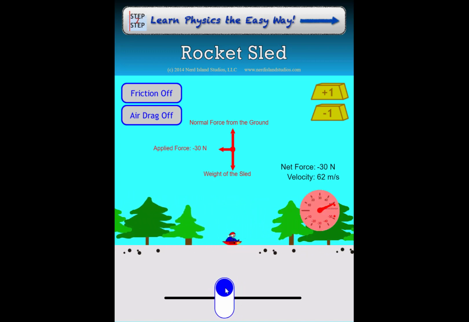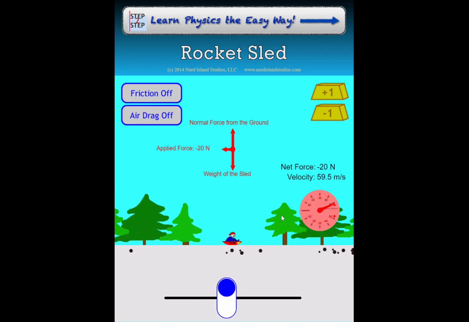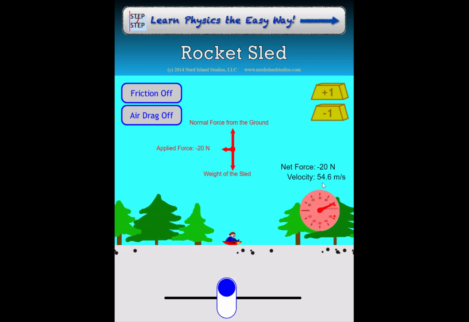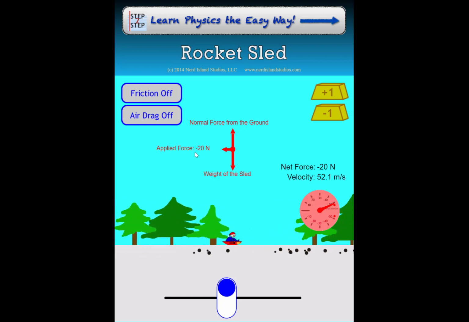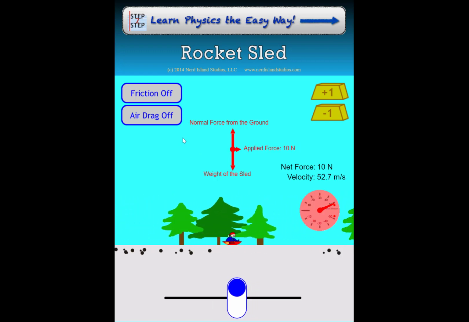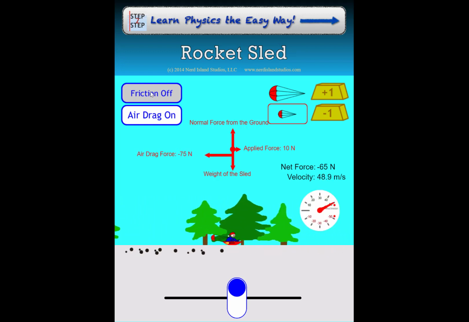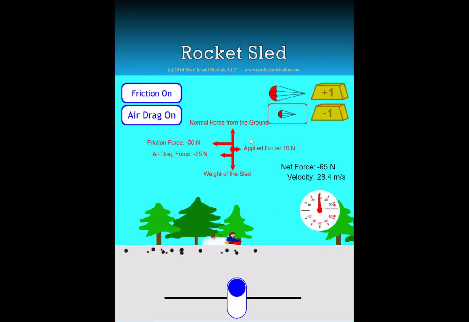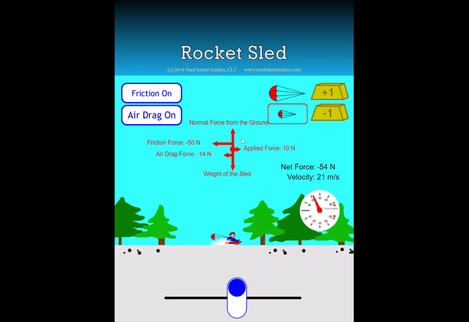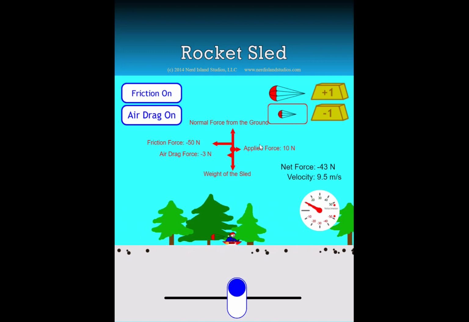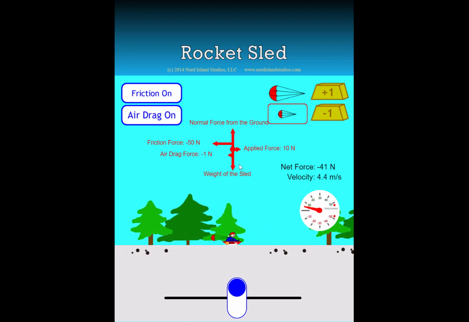Now notice we have a backwards force, but we're still moving forwards. But our acceleration is in the negative direction because our velocity is going down. It's in the same direction as our applied force. We could slow our rocket down even with the forward force if we turn on friction and air drag. Now notice there are two backwards forces and one forward force. But it's the net force that determines whether or not, or how quickly we slow down or speed up.